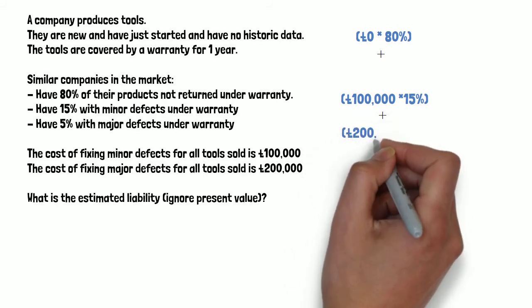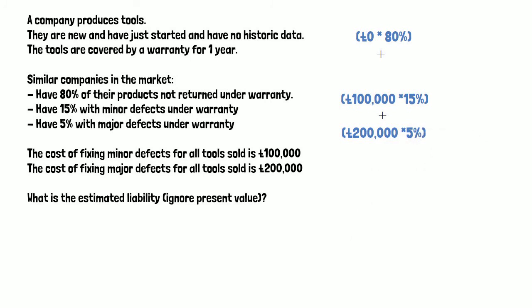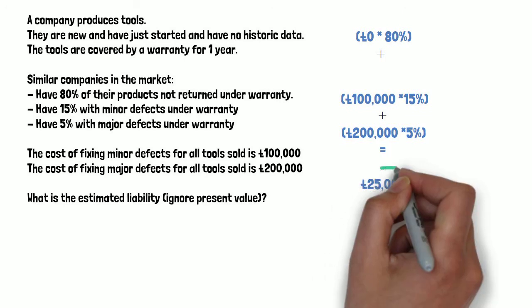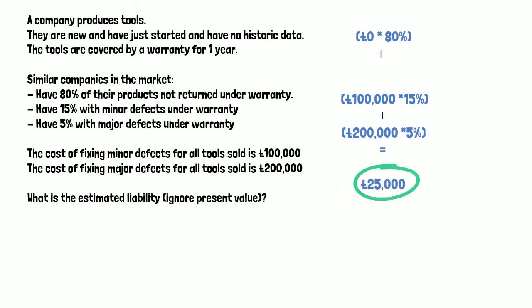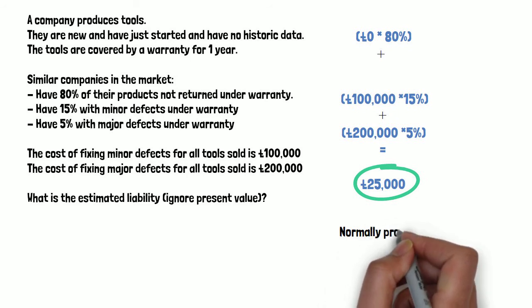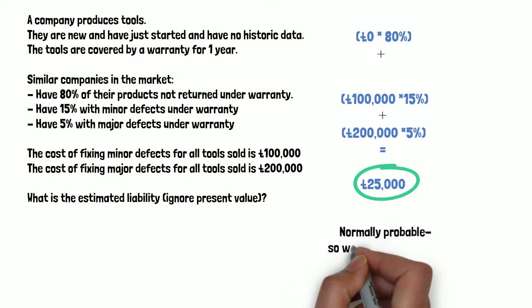And lastly, we have 5% with major defects under warranty, which are likely. And the cost of fixing major defects for all tools is 200,000. So we have to prorate that 200,000 for the population that it actually is. So we do 200,000 times 5%. What's that? £10,000. So we have £0 plus £15,000 plus £10,000, which equals £25,000.